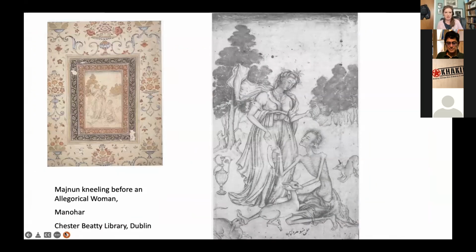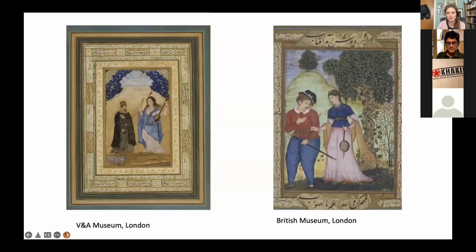So this is the page in the Chester Beatty Library, again, where we see Majnun kneeling before an allegorical woman here. And this page by Manohar shows how he gets hold of a motif and he plays with it. So again, it really establishes for us the way in which these appropriations are being given open-ended meanings within Mughal culture, within their whole literary and intellectual world.